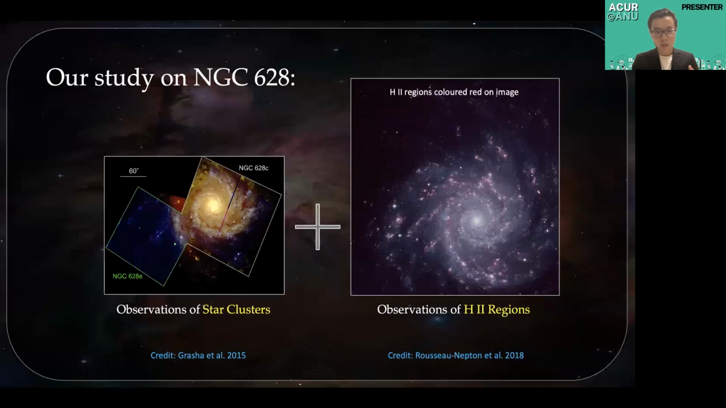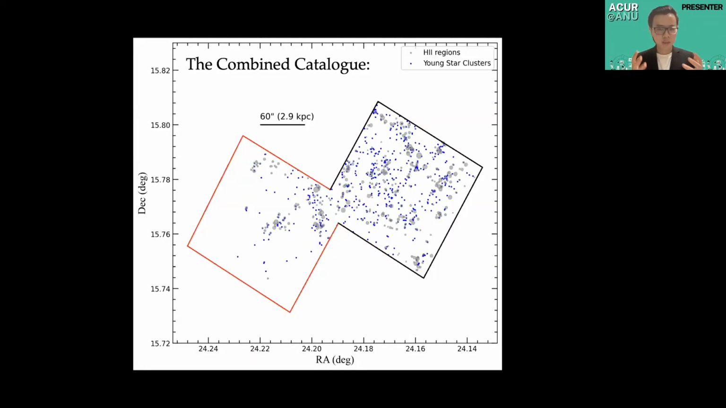What we do is we combine the young star clusters in the observations of LEGUS and also the H II regions in the observations of SIGNALS. We put them together and we ask ourselves what connections we can draw out of them. But before doing that, what we find is that the combined catalog doesn't really make sense.